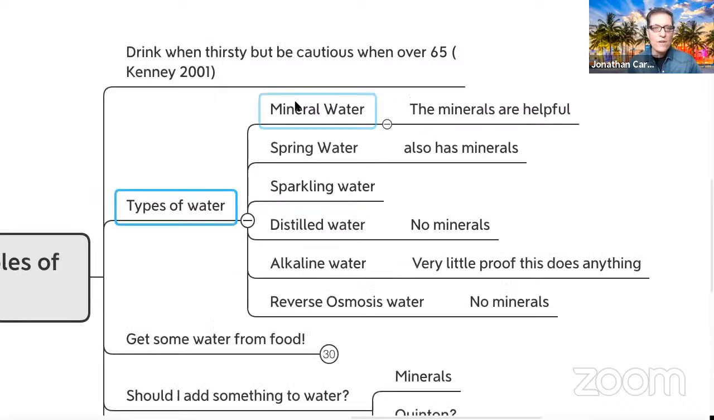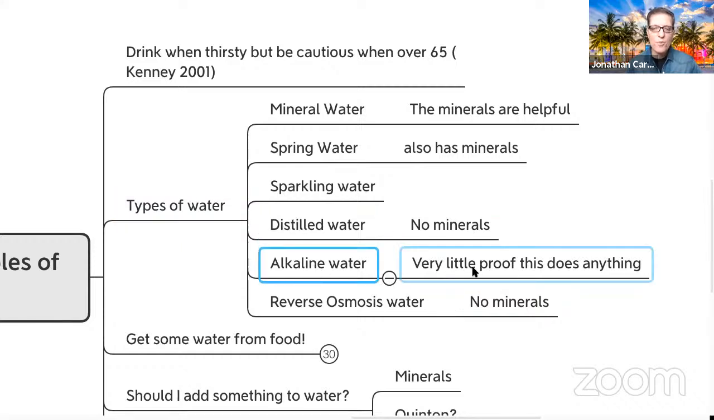There are different types of water. Mineral water, spring water, sparkling water from a natural source all have minerals. That's going to be good. Distilled water and reverse osmosis water have no minerals. Therefore, you're going to want to add something to that. If you're drinking distilled or reverse osmosis, I use a product called concentrates, a concentration of Salt Lake, and you get all the minerals, and it's free of toxins and such.